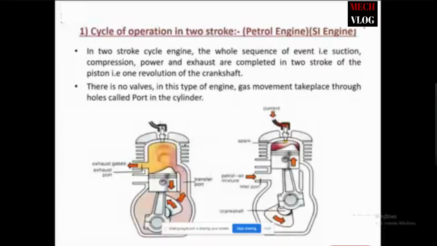So when the piston moves from bottom dead center to top dead center, the inlet port, the exhaust port, and the transfer port are closed, so a vacuum occurs inside the crankcase, and a proper amount of air enters through the inlet port into the crankcase. At the same time, the piston moves upwards and creates high temperature and pressure inside the combustion chamber.